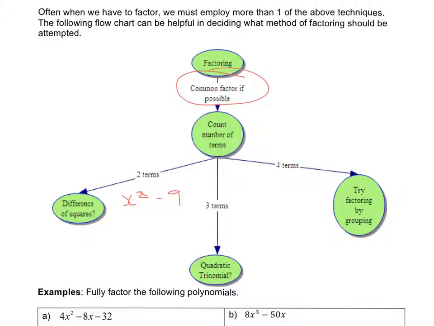Next, let's say I have 4 terms. If I have 4 terms, then I'm going to be grouping. When I group, I want to group in groups of 2. So kind of like what I was just doing. And lastly, probably the one that you're going to see the most is when I have 3 terms, also known as a trinomial. I have 2 different types of trinomials: simple trinomials and complex trinomials. A simple trinomial has an a value of 1. A complex trinomial has an a value which is anything other than 1.